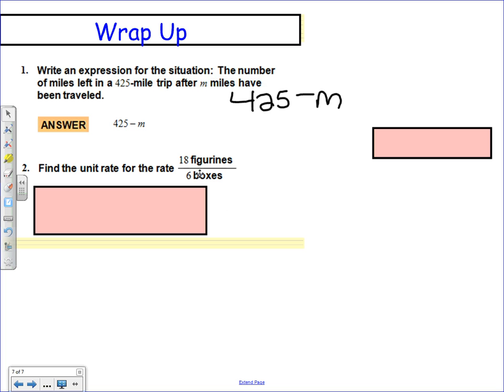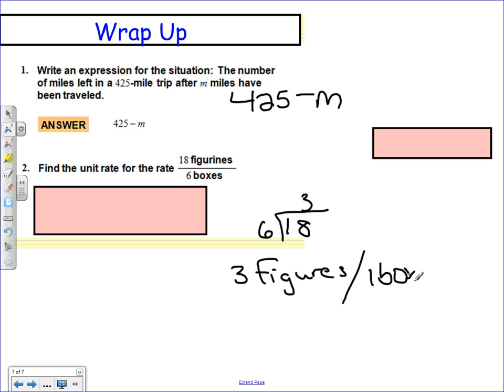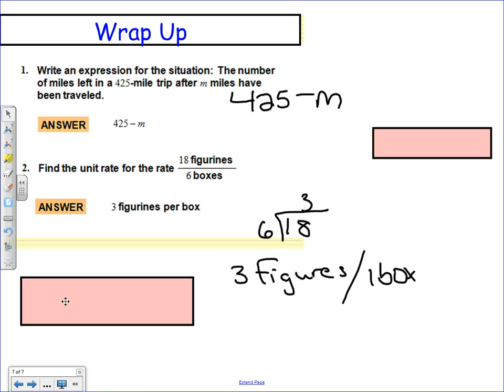And then it says find the unit rate. 18 figures in 6 boxes. So we want to know how many figures in 1 box. To find that, we're going to divide 18 divided by 6 is going to give us 3. So our answer would be 3 figures in one box. There's the unit rate, and we will double check just to be sure.